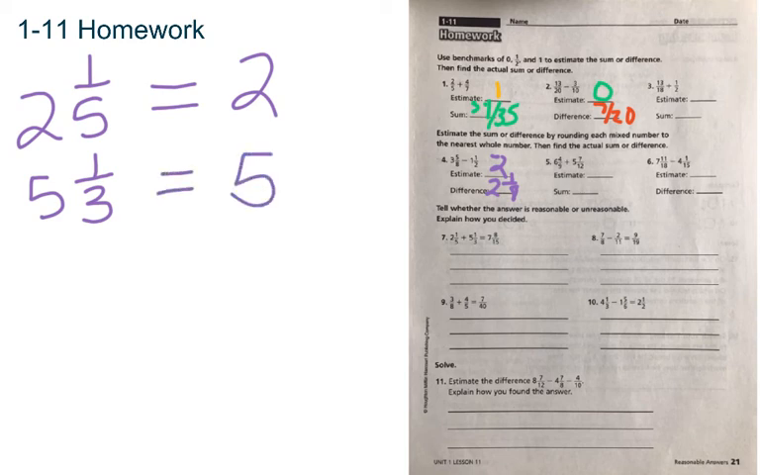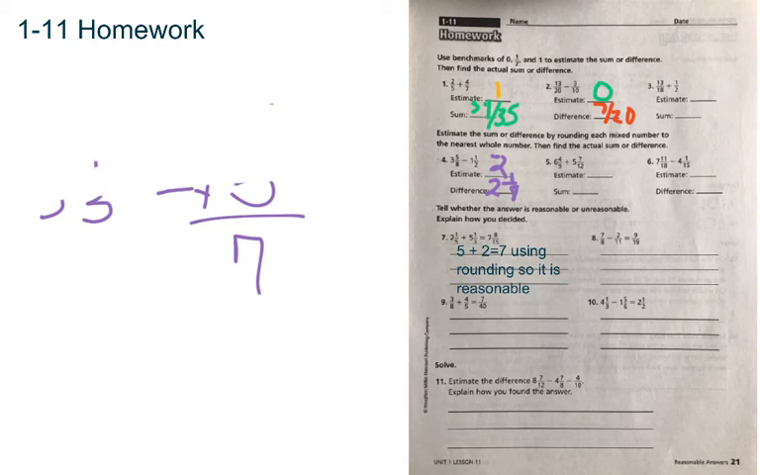So 5 plus 2 is equal to 7. So I would say 5 plus 2 equals 7. So 7 8/15 is reasonable. And I typed it so that it was a little cleaner for you to read as we practice.